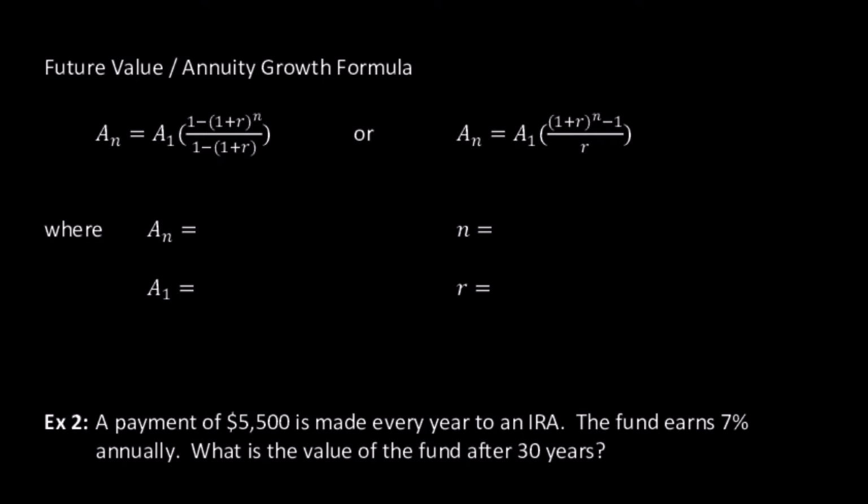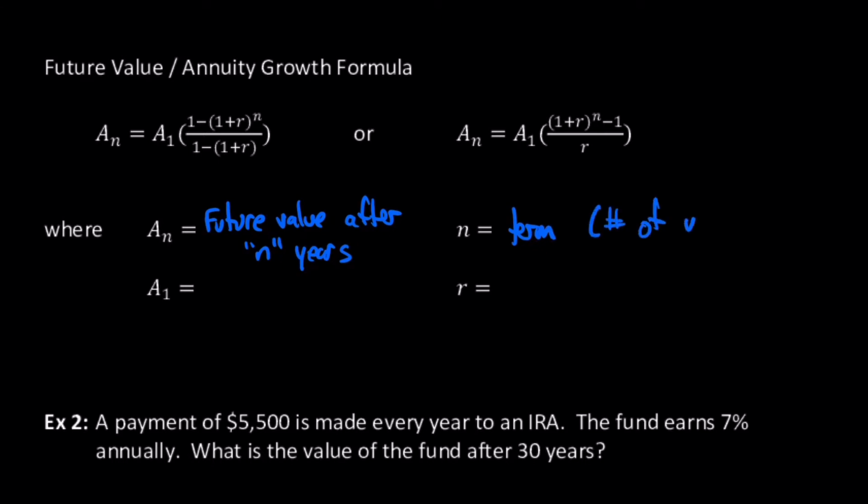But what do those variables and placeholders represent? A sub n is simply our future value after n years. So it's how much it's going to be worth after 10 years or 20 years or 30 years. N equals the term, which is simply the number of years.